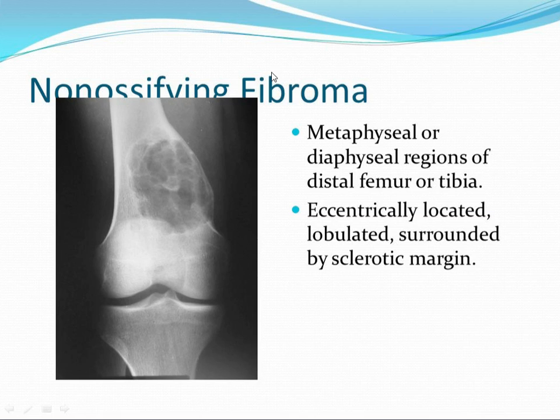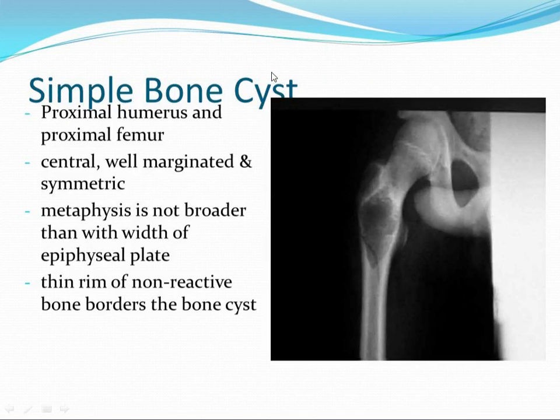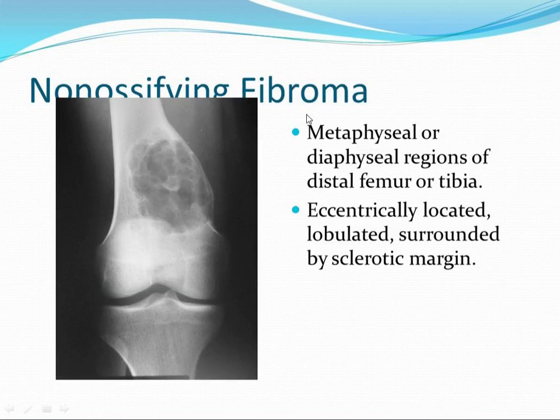So sorry, this is the simple bone cyst, which is well defined, centrally located, especially in the metaphyseal bone, with a thin rim of non-reactive bone borders of the cyst. So here you see, it is not looking like a reactive bone border. It's looking like a non-reactive bone border. So that is the simple bone cyst.